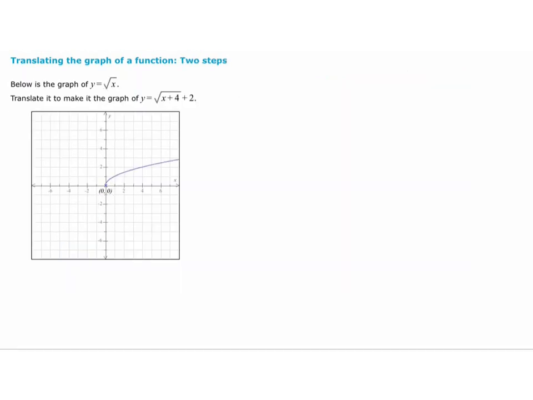Here we've got the graph of y equals the square root of x. Translate it to make the graph of y equals the square root of x plus 4, plus 2. So here we've got our transformation taking place underneath the square root. So the 4 is going to represent the horizontal shift, and this 2 here represents the vertical shift. So with that, we're going to be moving 4 to the left, 1, 2, 3, 4, and then up 2.